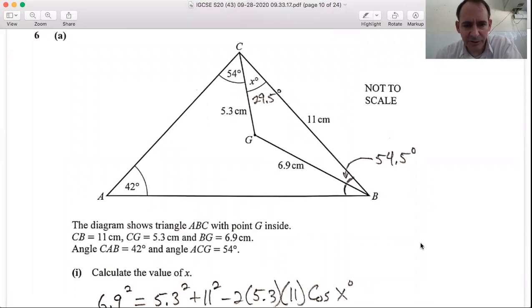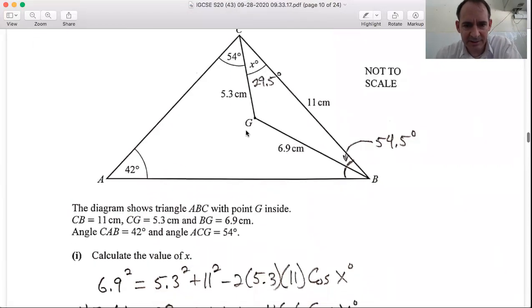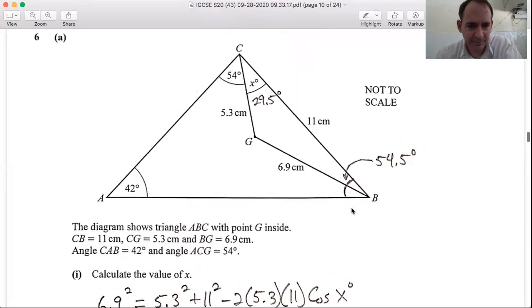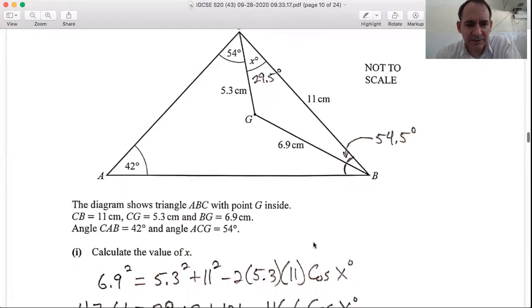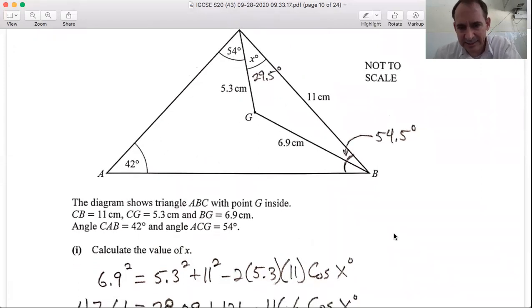Number 6, here we have this diagram with angles. The diagram shows triangle ABC with point G on the inside. CB is 11, see that right here. CG is 5.3, BG is 6.9, angle CAB is 42, angle ACG is 54, and it wants us to calculate the value of x.